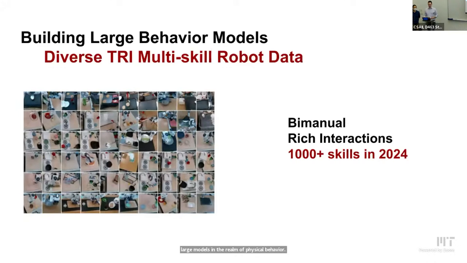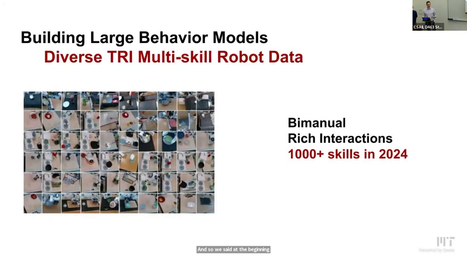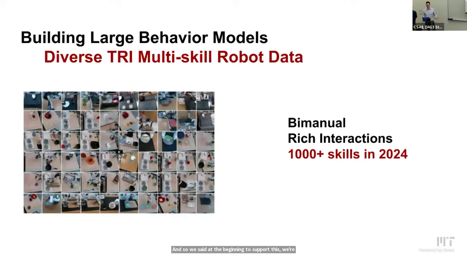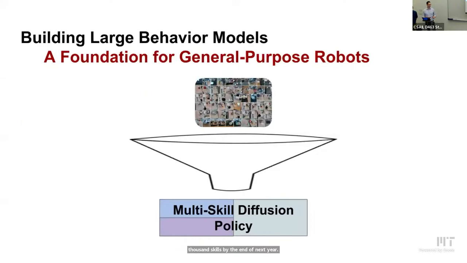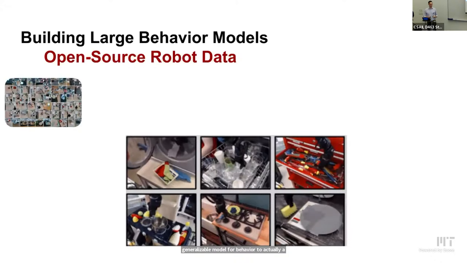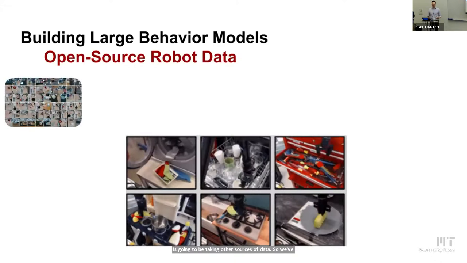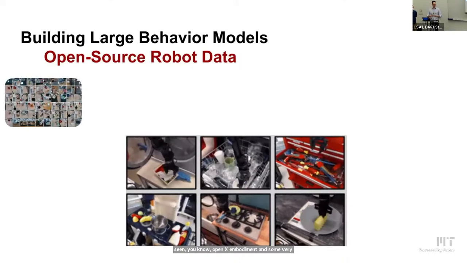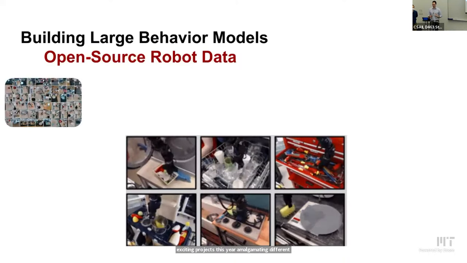And so as we said at the beginning, to support this, we're scaling our physical data collection, targeting over 1,000 skills by the end of next year. But that really isn't going to be enough. While the scaling laws are uncertain, it's pretty clear that 1,000 skills alone is not the amount of data that you need to get the kind of general purpose capabilities we want. So an important part of moving from a somewhat generalizable model for behavior to a true large model is going to be taking other sources of data. We've seen OpenX embodiment and some very exciting projects this year amalgamating different sources of embodied robot data. I think that's a very important piece of the puzzle.